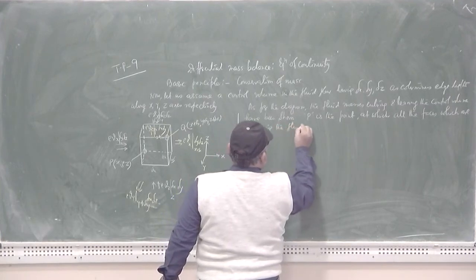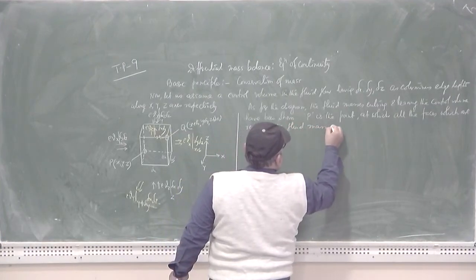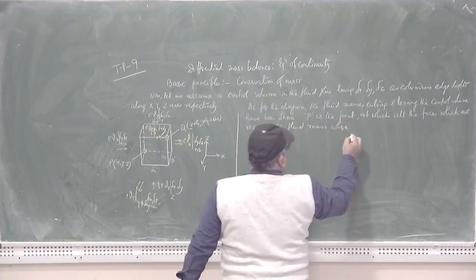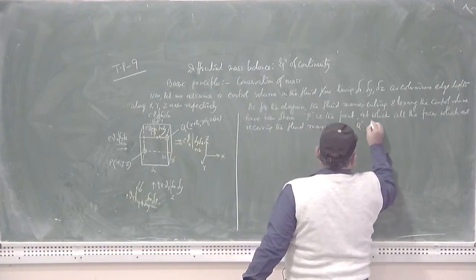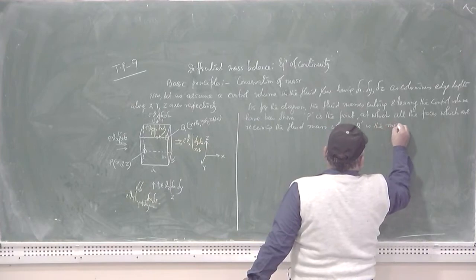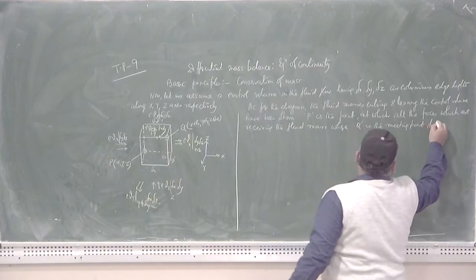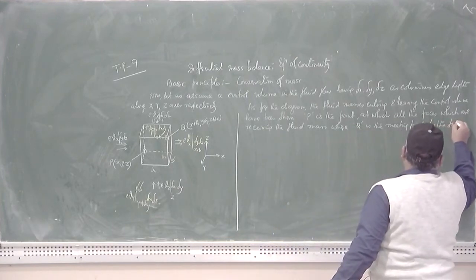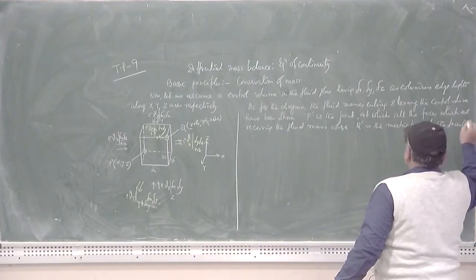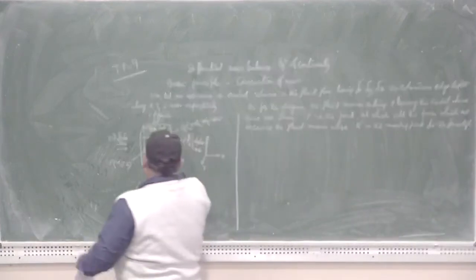fluid mass, whereas Q is the meeting point. Q is the meeting point for the phases through which, now consider this Q.